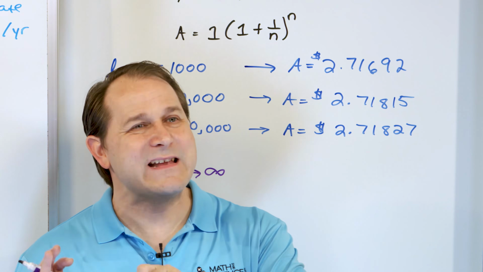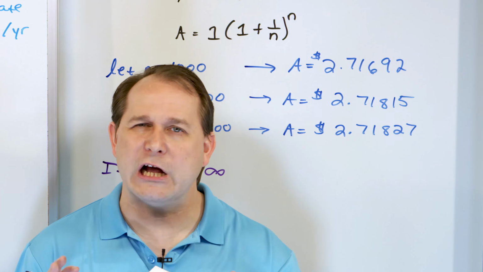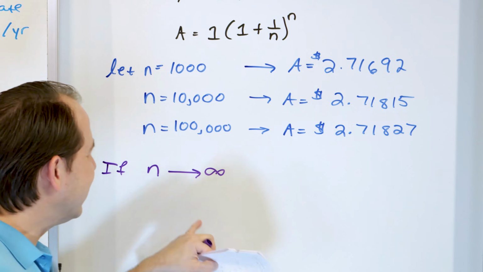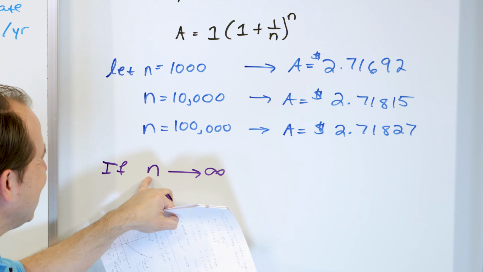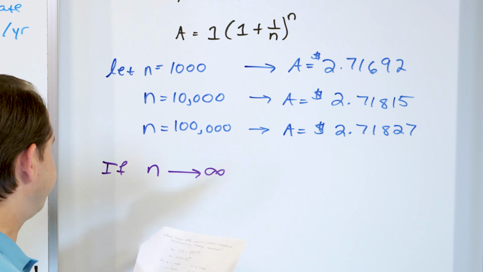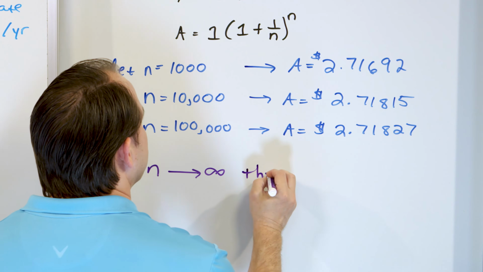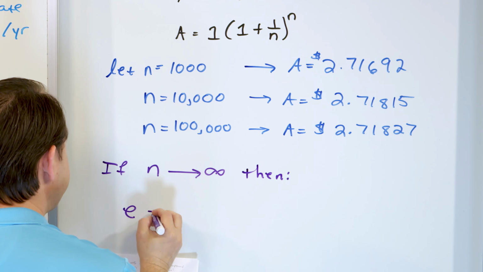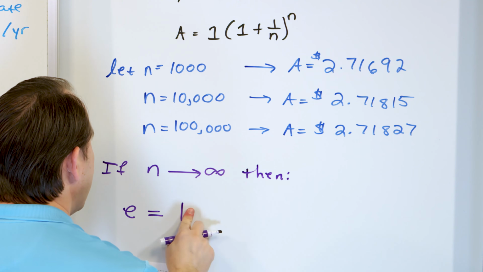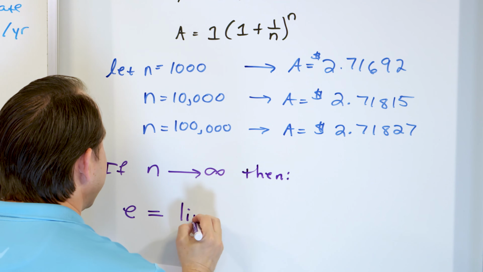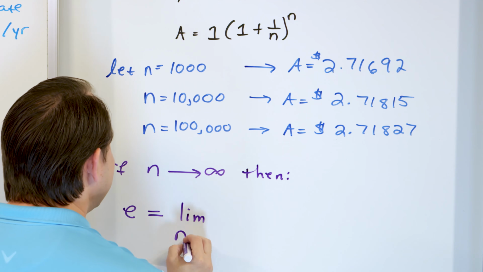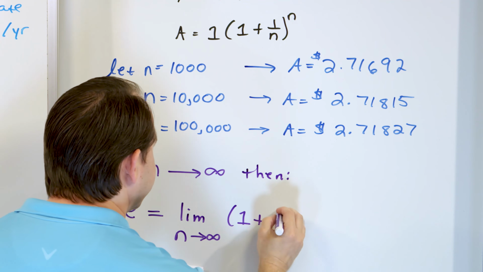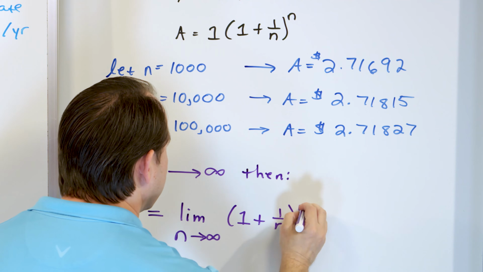Infinity is not a number, it's a concept. It's the largest possible thing that you never ever get to. But we can still approach infinity by letting n get larger and larger and larger. But if we let n approach infinity, then the number e ends up becoming, by definition, what we call in advanced math, the limit as n approaches infinity of 1 plus 1 over n to the power of n.